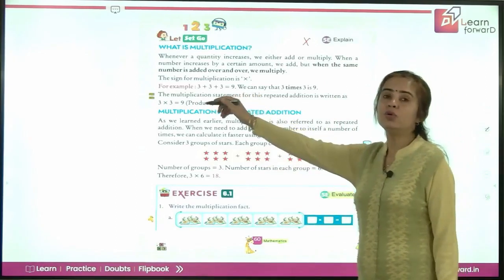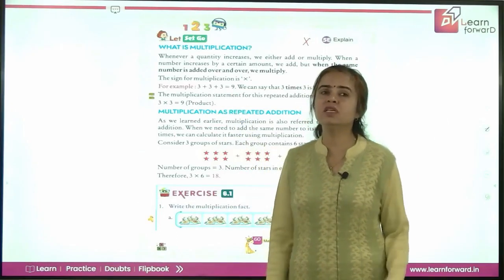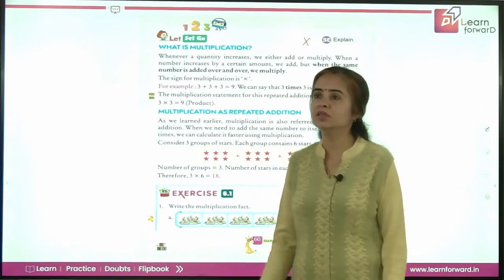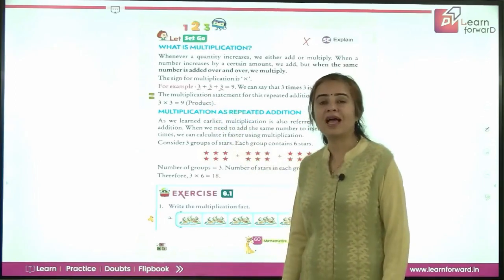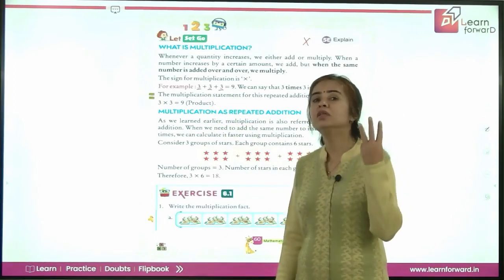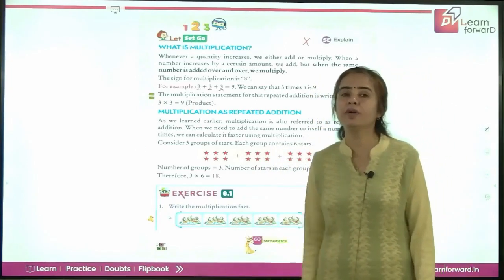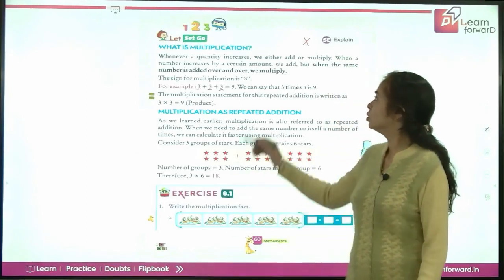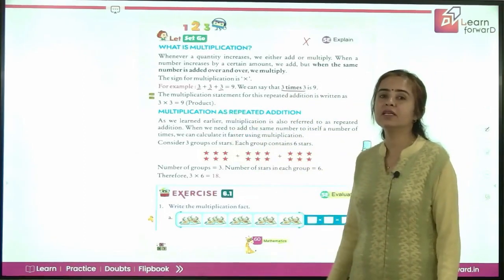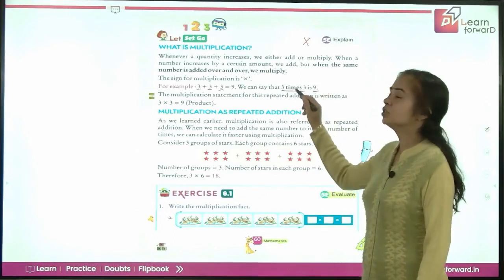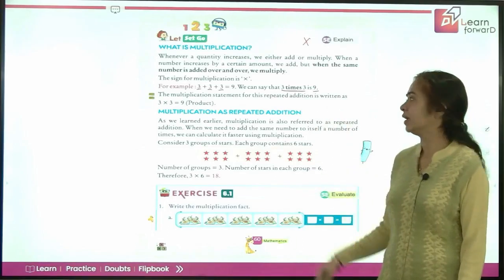And how do you read it? When you are adding 3 repeatedly, first we see how many times you are adding 3. Let's count. 1, 2, 3. So, we say this as 3 times 3. That means we are adding the same number 3, 3 times. So, this is called 3 times 3. And what's the answer you get? You get 9. So, we read it like 3 times 3 is 9.